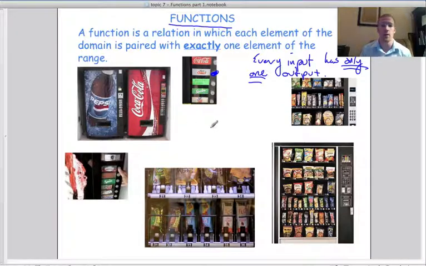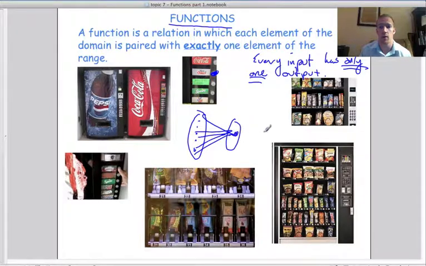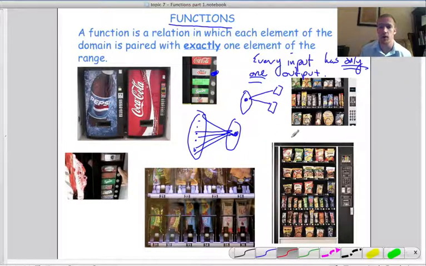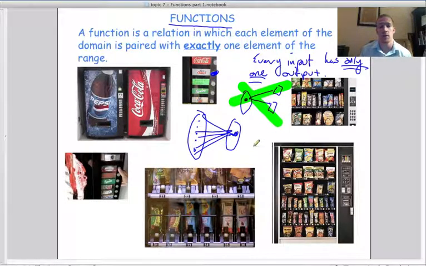We could have something like a water machine where every single button gives you the same output. That's fine, right? So if we have a bunch of different inputs and they all give you the same output, that's fine. You just can never have the situation where one input gives you two different outputs. That's not a function. If one input gives you two outputs, it's not a function. It's a relation, but it's not a function.